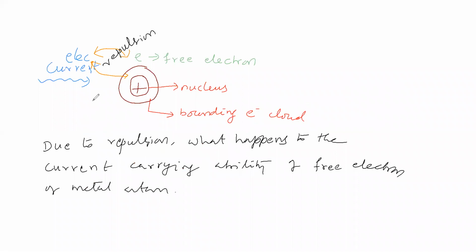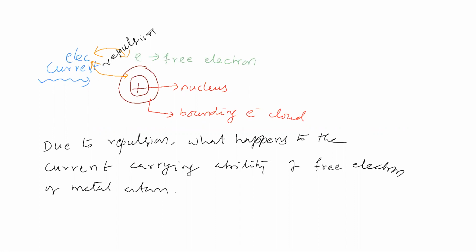Now you see, this is an electron from the current. We are considering current in the form of electrons. Between this current electron and the metal atom's free electron, repulsion is possible because they have the same charge. Between this current electron and the metal atom's bounding electron cloud, repulsion is also possible.